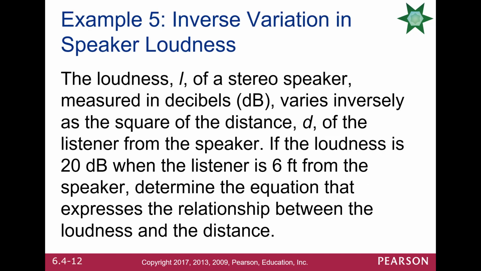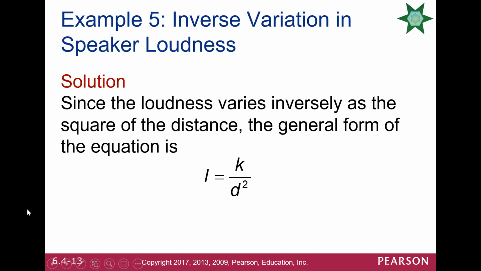And there's an example here with a speaker loudness. Inversely, as soon as I see inversely, I have to think y equals k over x. In this particular case, y equals k over x squared, or d squared. If you're following along with this, and you can always pause the video and write these down, this is the equation you're going to be looking at. In this particular case, the loudness L is equal to k over d squared. L equals k over d squared.